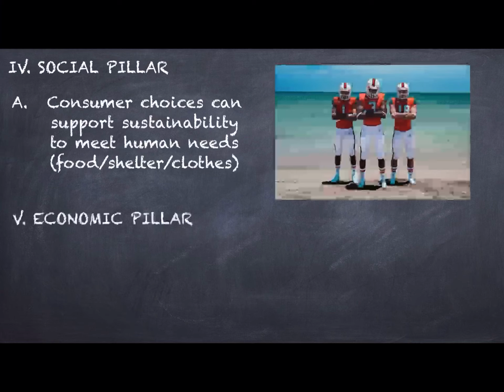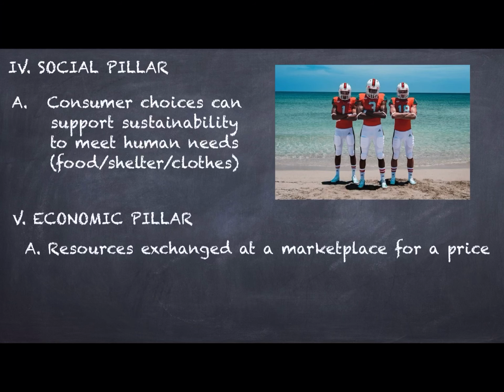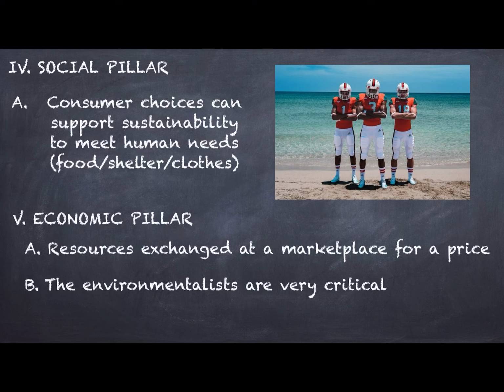Now, probably the toughest one to understand is the economic pillar of sustainability. This is where resources are exchanged in a marketplace for a price, okay? So at what price or at what value do we harm the environment to make money? That's basically what this is all about. And you can see that there are probably clashes between the economic pillar and the environmental pillar, as we're going to talk about. So the environmentalists are very, very critical of this pillar of sustainability, okay?